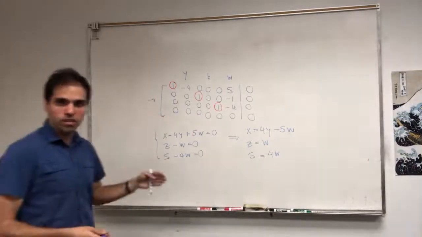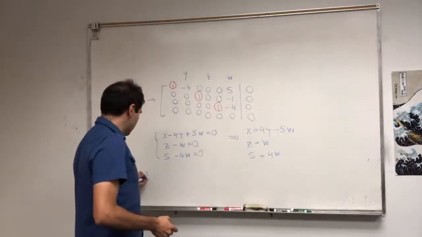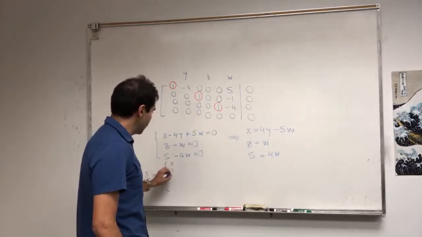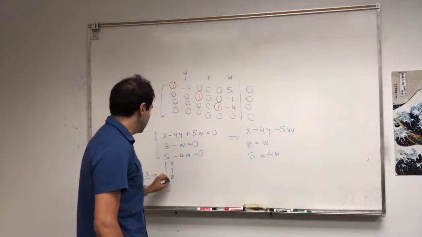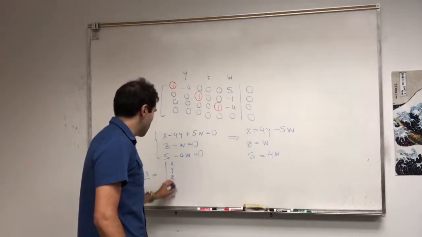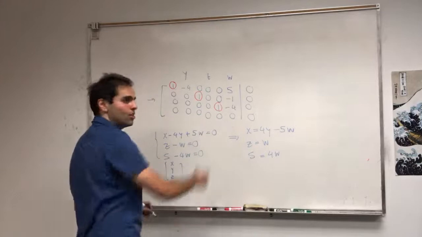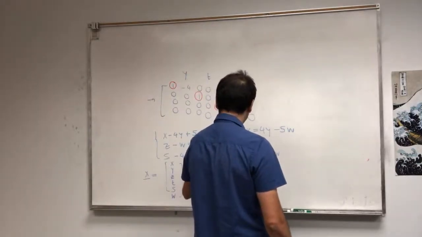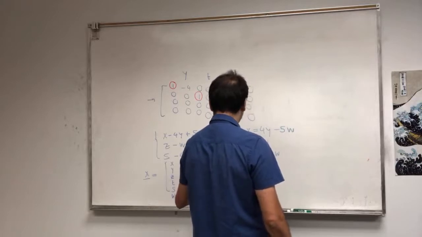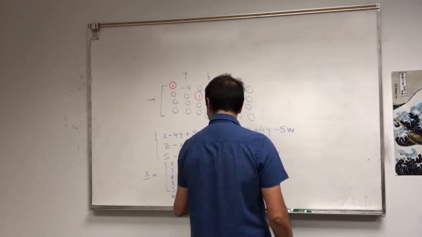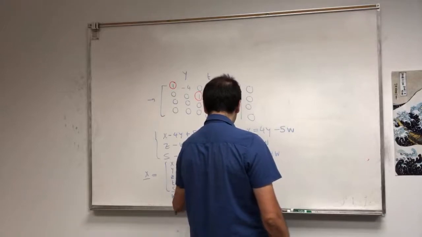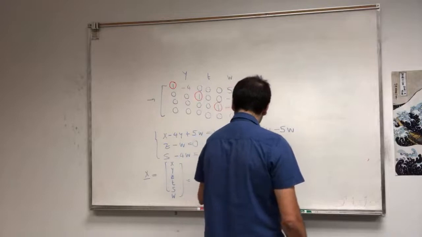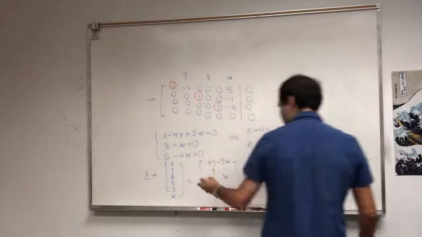And then we want to solve for x. I see there's another question I'll answer you in a second. And then we get x, y, z, t, s, w. And now we just want to plug in all the info that's given to us. We know x is 4y minus 5w, y is y, z is w, t is t, s is 4w, and w is w. And everything else, if you want, is 0.